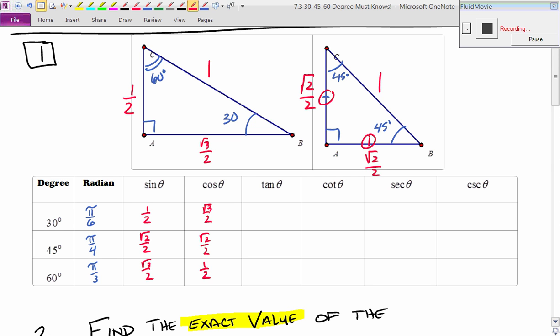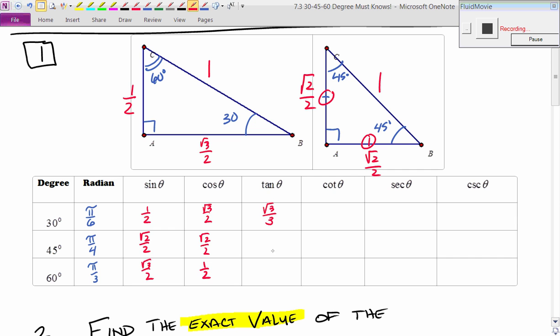Okay, what I'd like you to do, I'd like you to partner up. I'd like you to fill in the rest of the table. Please be sure to rationalize all denominators. Tangent of 30 degrees? Yeah, okay. So tangent of 30 degrees should be, you should have got the square root of 3 divided by 3.